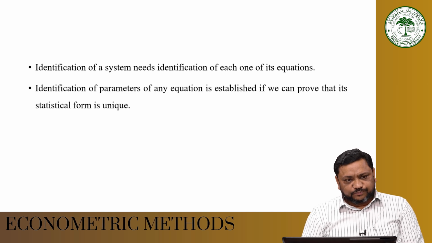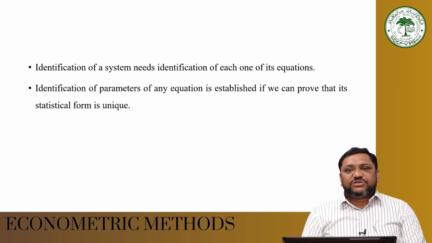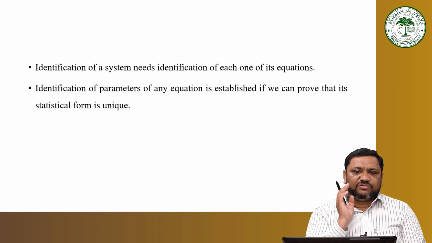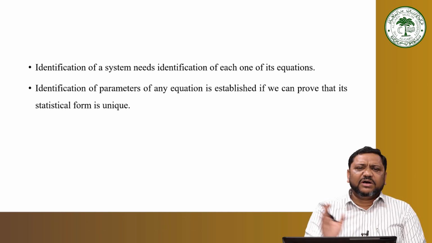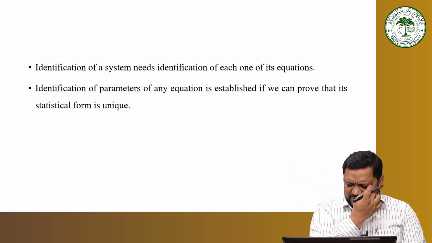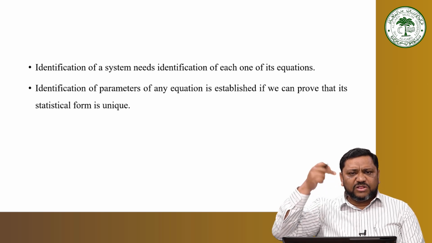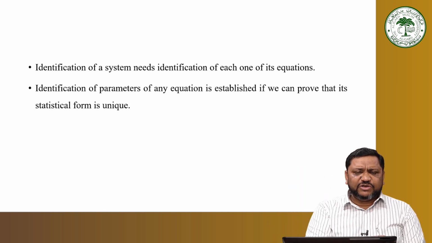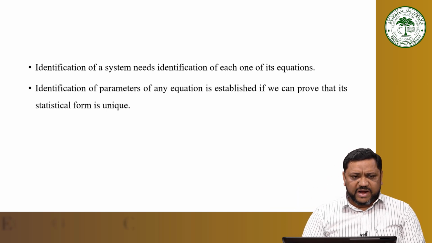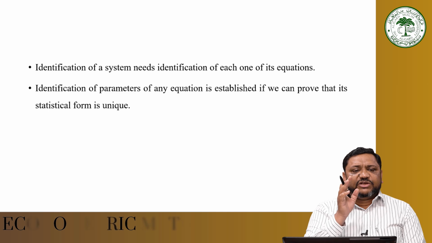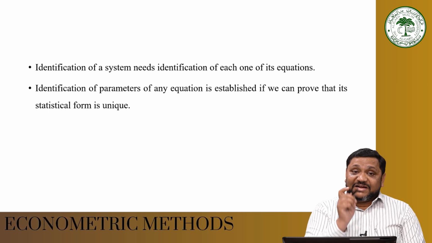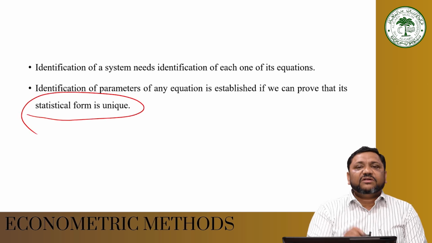Next, the process of identification requires that each one of the equations, ignoring the identity equation, be identified. If there are three equations like you have in the IS-LM model, which we will see at some later time, all the three equations should be identified. If there are two equations, like here we have a demand curve and a supply curve, both the two equations need to be identified. And identification of the parameters of an equation is established if you can prove that it has a unique statistical form.